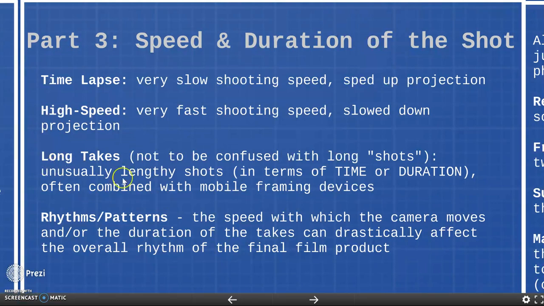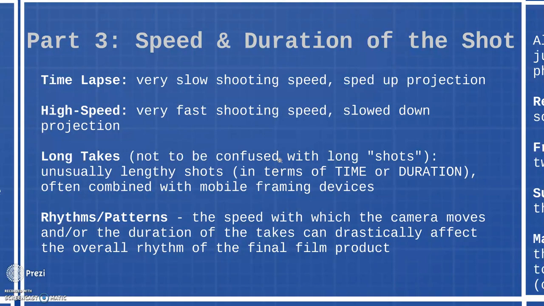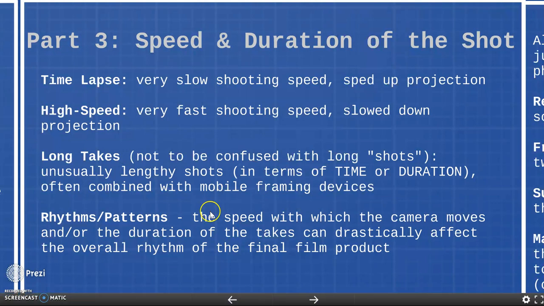So remember, a long take deeply affects the speed and the duration of the shot, but really this is a collaboration between the cinematographer and the editor to make sure that that long take stays intact in the final product. Now, this is all important because the use of cinematography to impact the speed and duration of the shot can create an interesting rhythm or pattern in how the film flows, right?